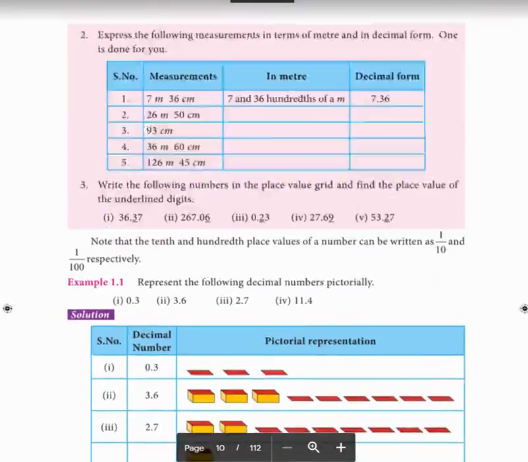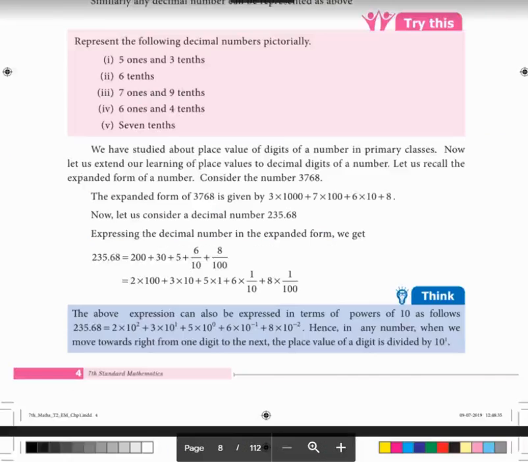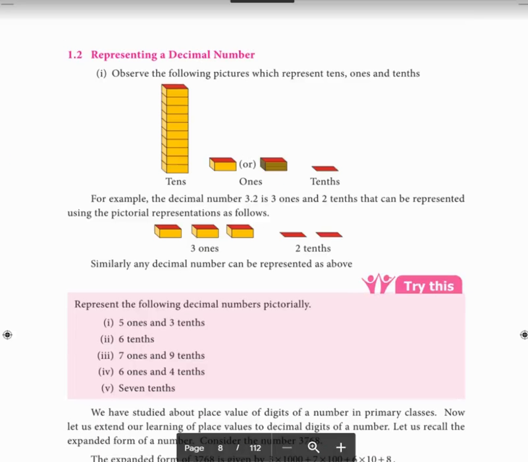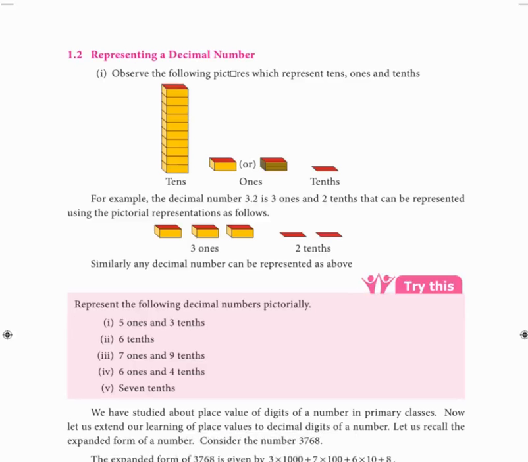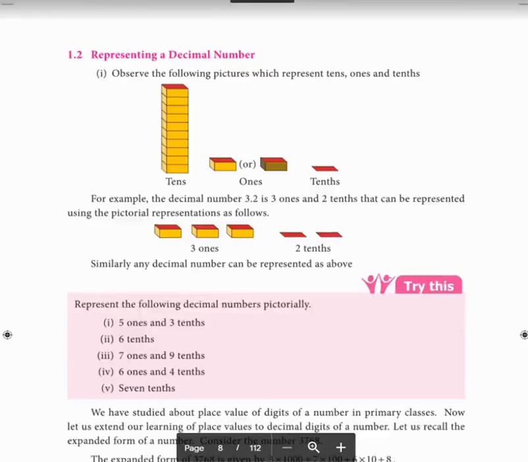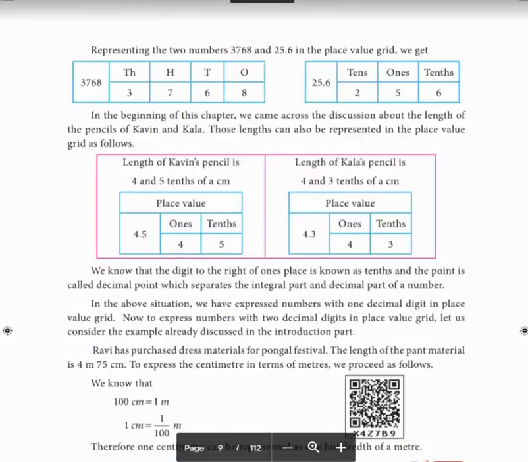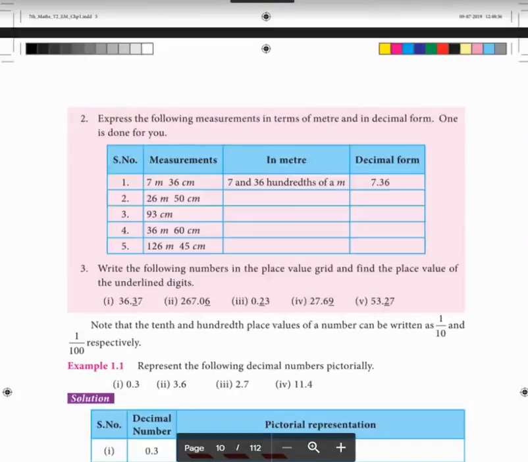Here we have some examples. The book is not there with you, children. Is it okay? I'll send you this PDF. Representing a decimal number in a pictorial form. Here we have tens. Tens are one whole part. Here I'm going to draw a full box like this. Don't get confused. One whole and the point numbers we are going to draw like this, right? Now, let us see some examples. Then you will be able to understand the concept.